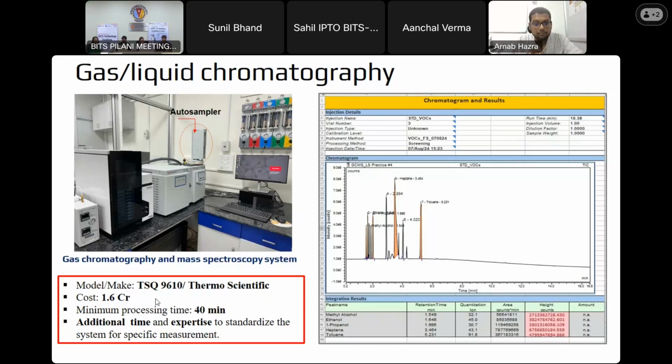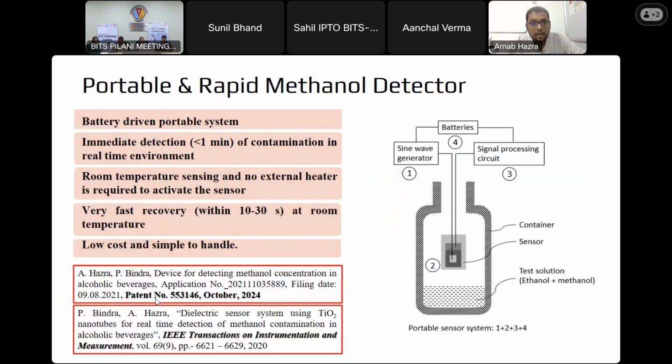This is another motivation for us to develop a portable, simple, and rapid methanol contamination detector system. With this motivation, this is the technology we have developed for portable and rapid methanol detection. I have summarized here the specification of this system. This is a battery-driven portable system. It can detect methanol contamination in alcoholic beverages or ethanol within 1 minute. The maximum time required is 1 minute.